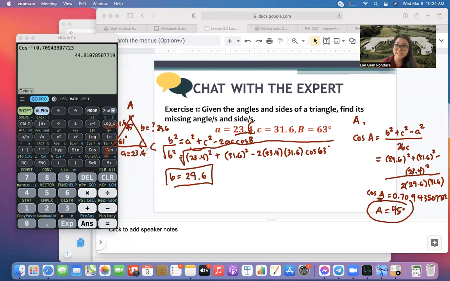So to solve for C, no need to use the cosine again. Remember, what's the sum of all angles in a triangle? Can anyone share with me?